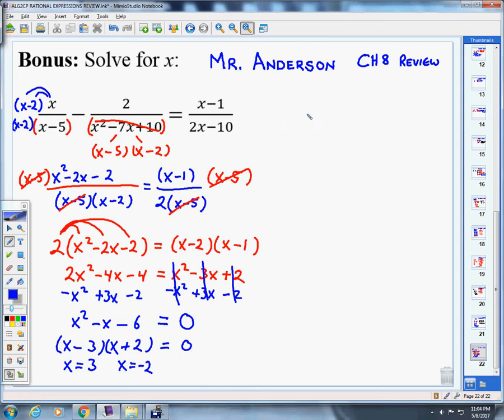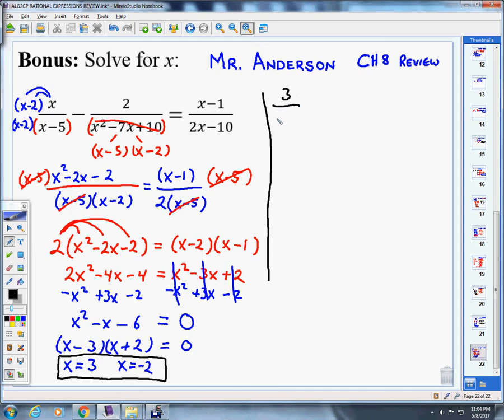All right, so I have to check for extraneous answers, though. So there's my possible solutions right here. All right, let's see if one works out, both work out, what happens here. All right, so we've got to plug this back into the original equation here. So first with the 3. Everywhere I see an x, I need to plug in a 3.